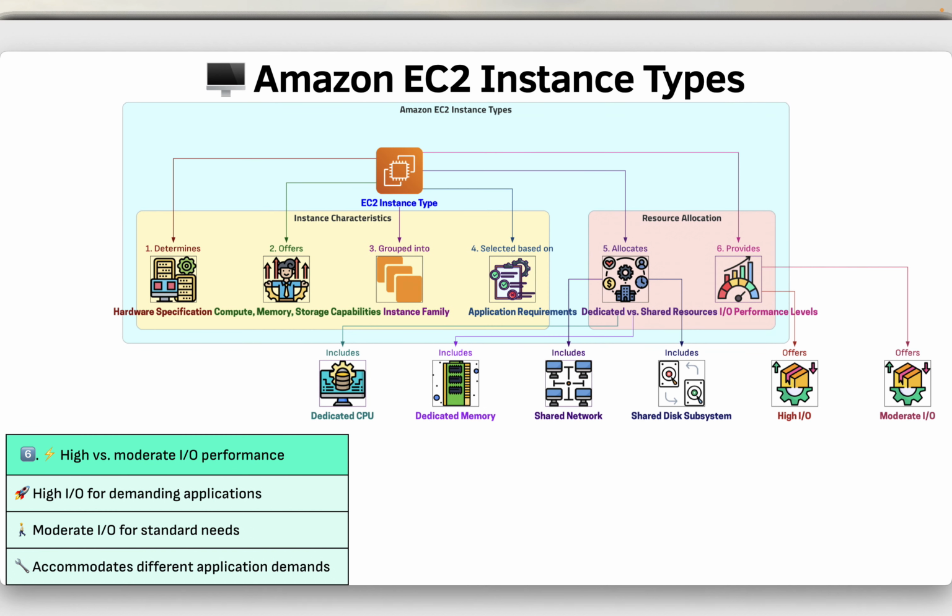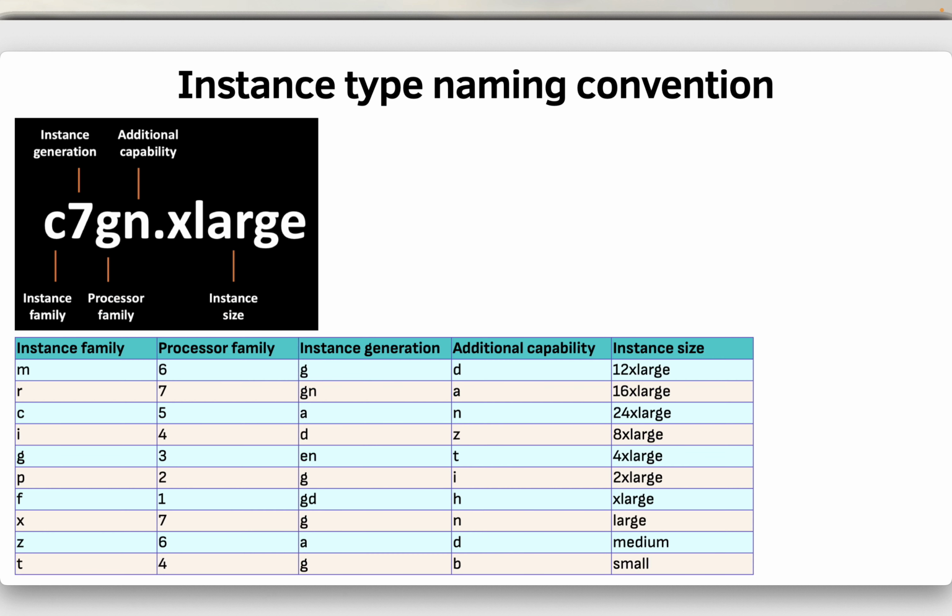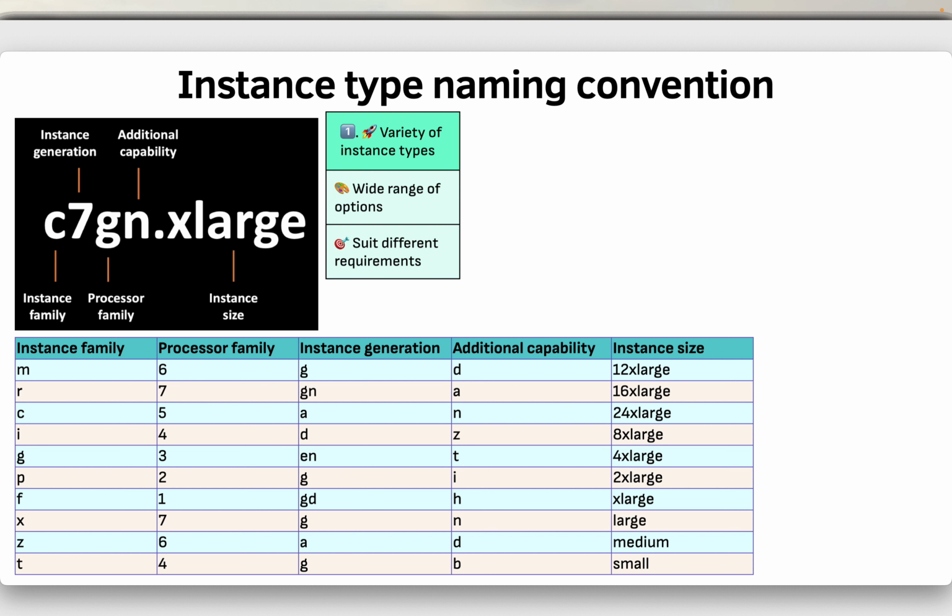So, high versus moderate I/O performance. Instance types are designed with varying levels of input-output performance to accommodate different application needs, from moderate to high I/O demands. Next, the instance type naming convention. Amazon EC2 offers a wide range of instance types to suit different requirements, so I'll be covering this.